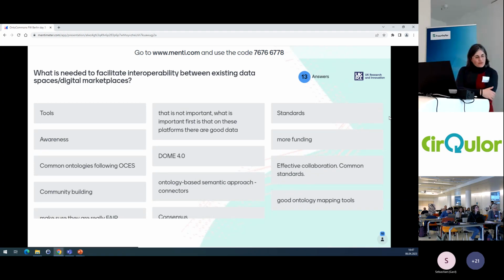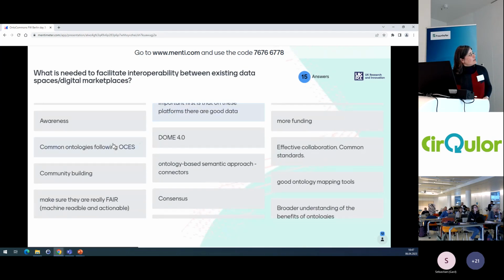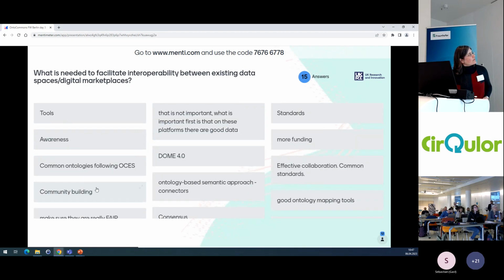So some say DOME 4.0 is a solution. OSS is also a solution. I see somebody says that this is not important. What's important first is that some are valuable in themselves before connecting to each other. So here, sorry, we didn't explicitly say, interoperability could be many things. There are many levels. Somebody talks about community building, which is at the human level, but I was more thinking of the technical level, but yes, true, we also need that.